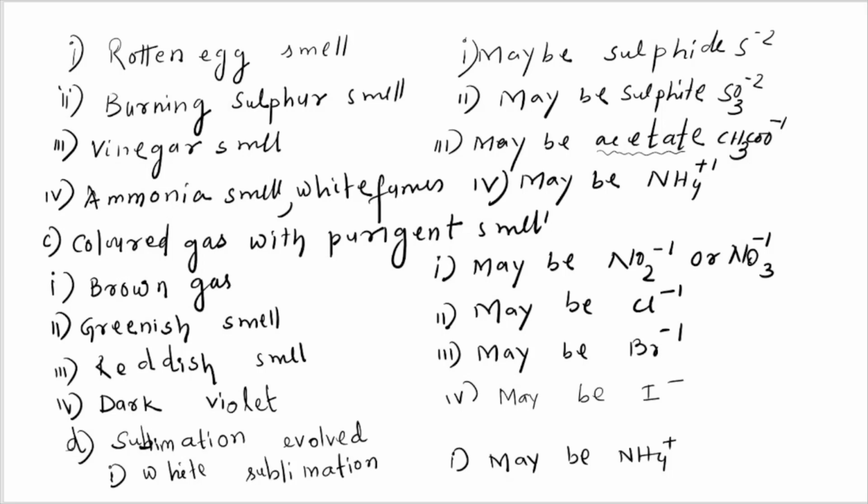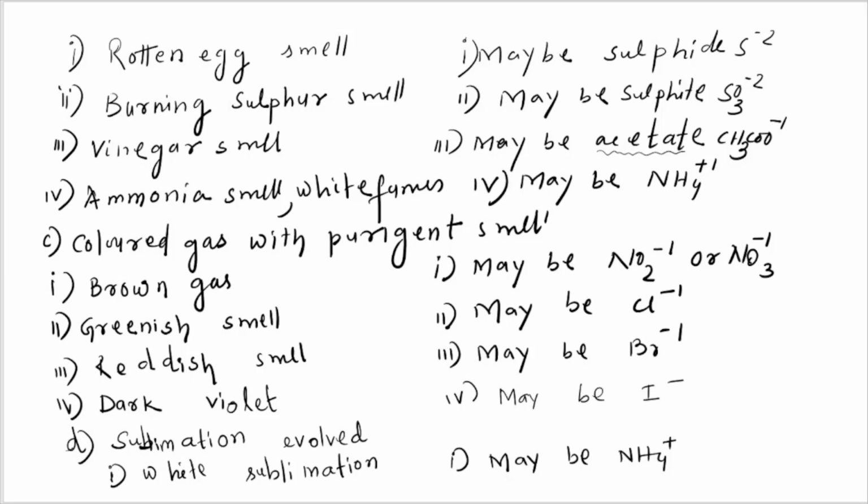Pungent smell, that means having a bad smell. You can't bear it, you can't tolerate it. That is called pungent smell. Brown gas, you know brown color. If brown gas is formed, then it is nitrite. NO2 minus 1 is nitrite. NO3 minus 1, having charge, is nitrate.